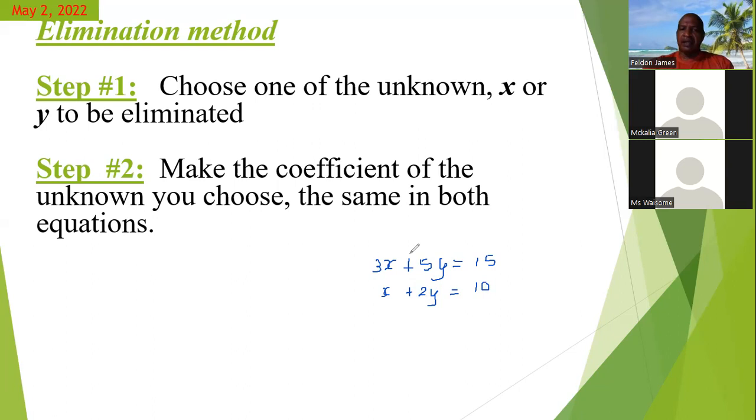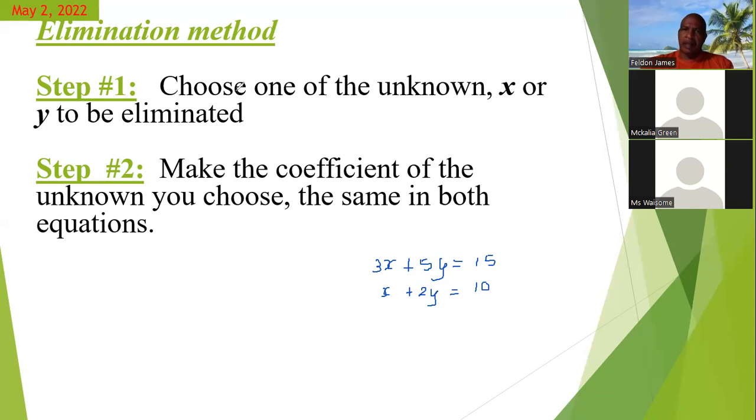Now, these are the two equations that we have. We have two unknowns, x and y. We are going to decide which one of them we want to get rid of. And let's say we decide to get rid of the x. Now, in order to be able to get rid of x, the coefficient of x has to be the same in both equations. Anybody remember what I mean by coefficient? When I say coefficient, what is it?